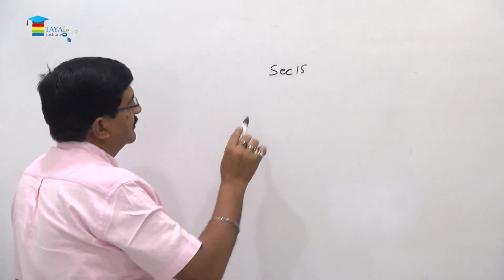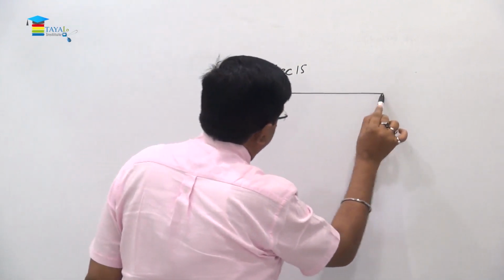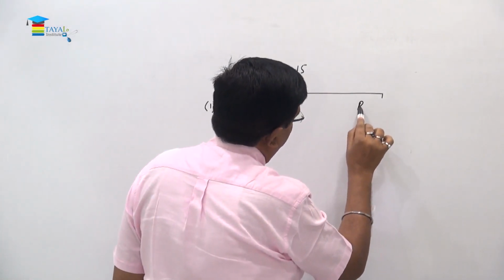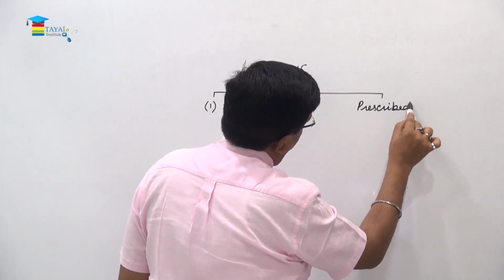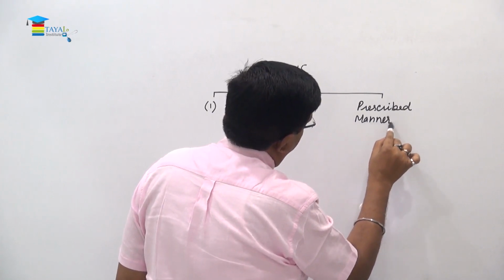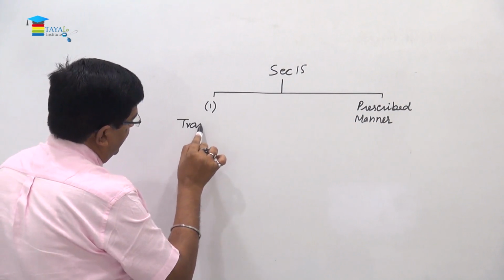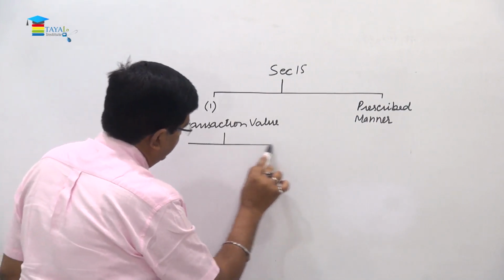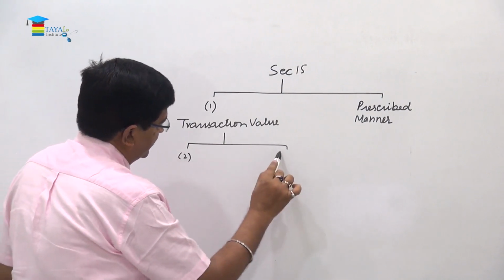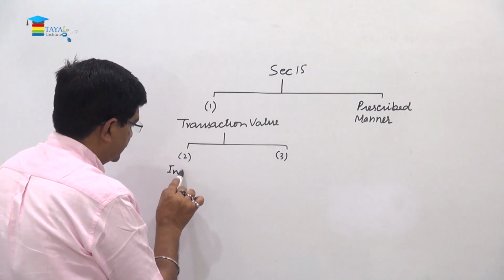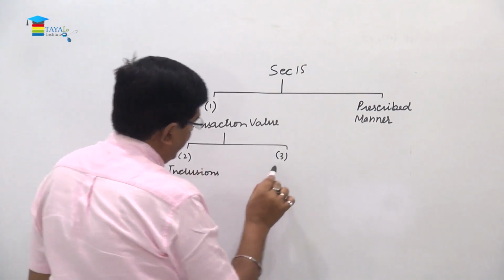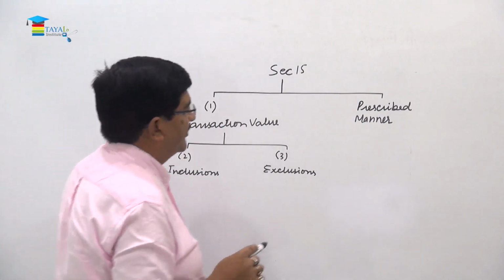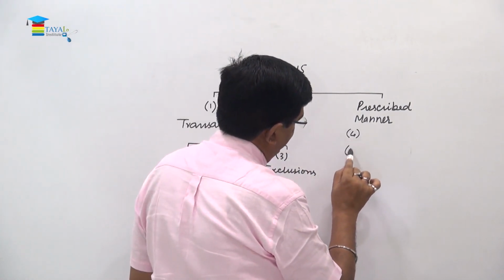What it said, there are mainly two parts. Subsection 1 is talking about transaction value, and then we have the prescribed manner. This is about transaction value, and then we had subsection 2 and subsection 3. Subsection 2 is inclusions, and here we have exclusions, right? In the prescribed manner we had subsection 4 and subsection 5.